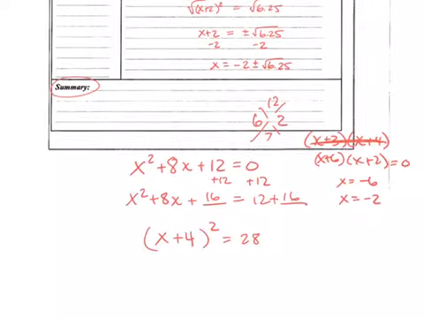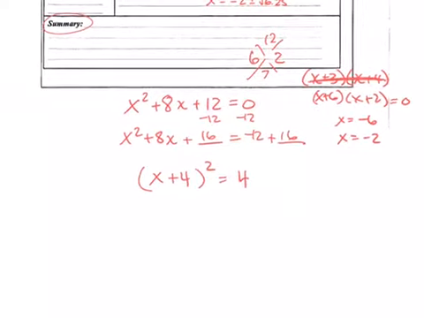Sorry, this is subtracting 12. So this would be minus 12. I apologize for that. Subtract 12. So then we got over here. Negative 12 plus 16 is 4.